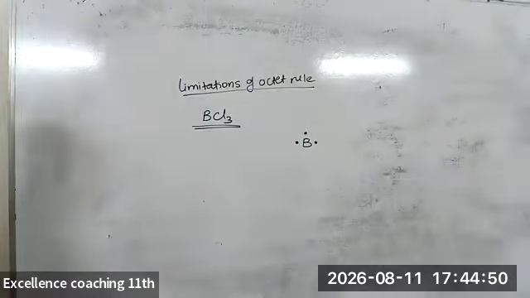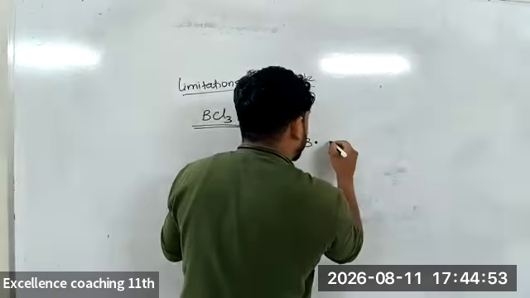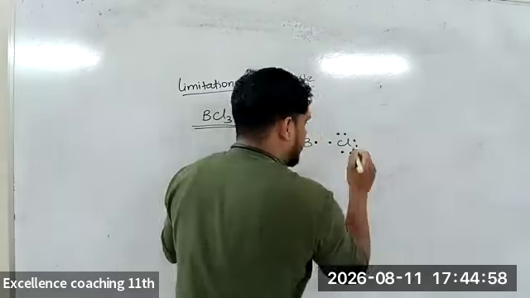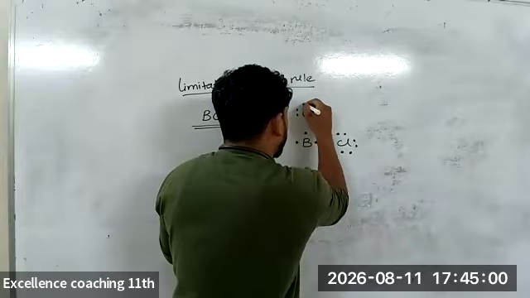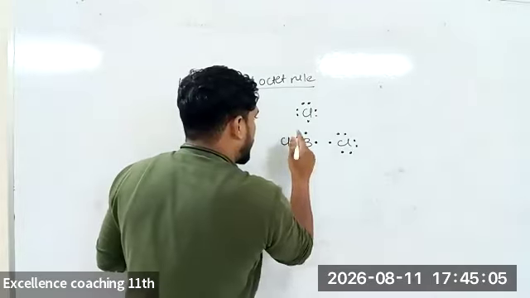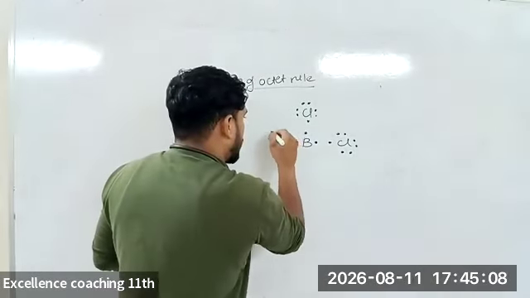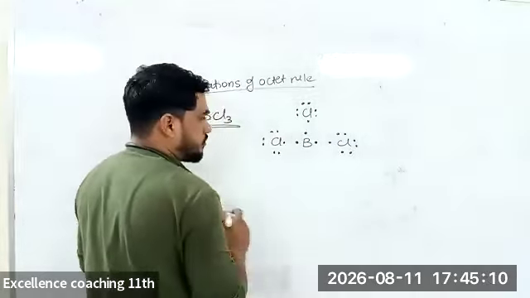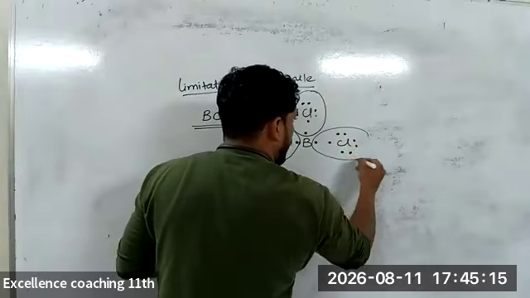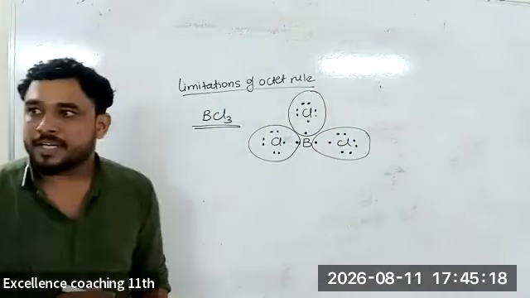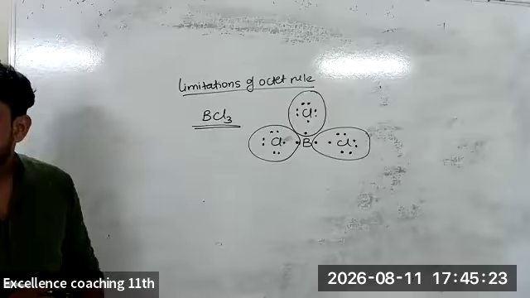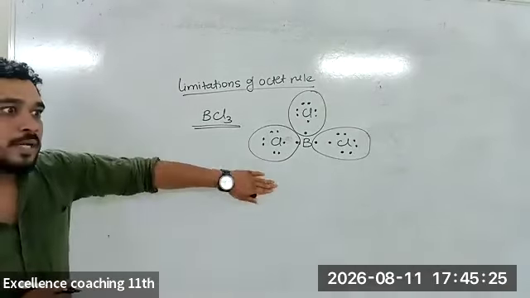How many valence electrons for boron? This will be for chlorine 7. Chlorine 7. Correct, no? Octet of chlorine is complete. But is the octet of boron complete? No. But this is what? A stable compound.